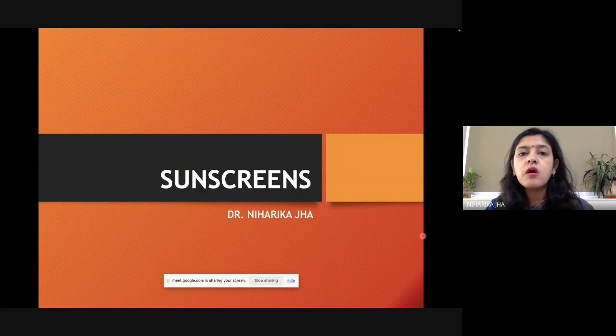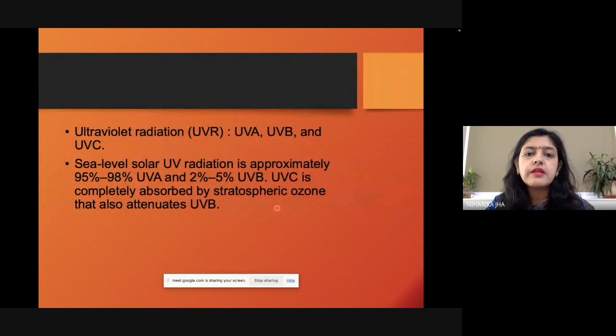But before we go and study about sunscreen in detail, we should first learn about the UV radiation. Because what is the ultimate purpose of sunscreen? So sunscreen, it is a source of topical photoprotection and it protects our skin from the harmful effects of the UV radiation. So what are the different types of UV radiation? There are three types of UV radiation: UVA, UVB, and UVC.